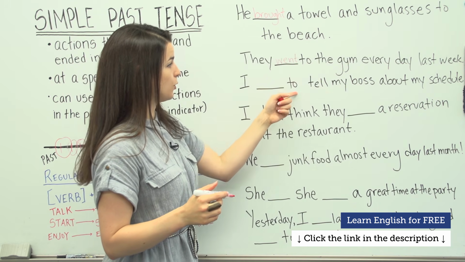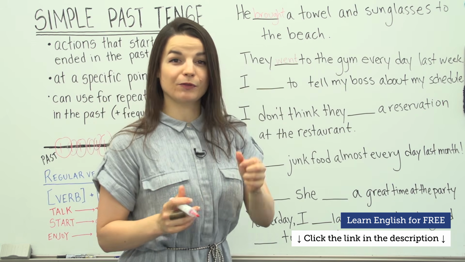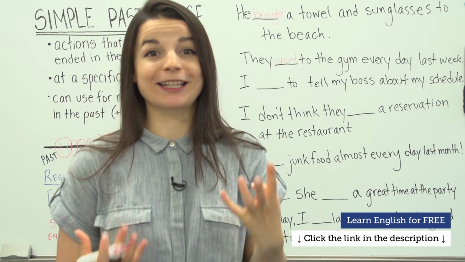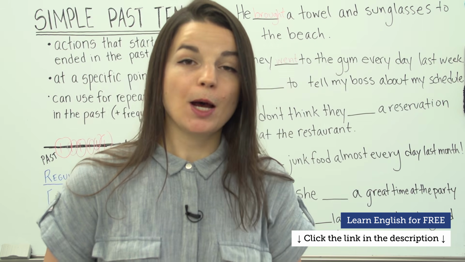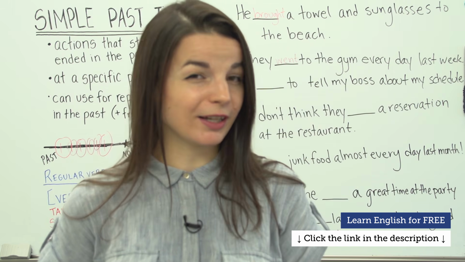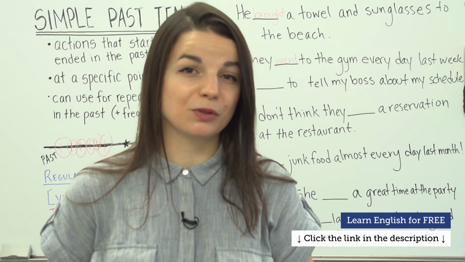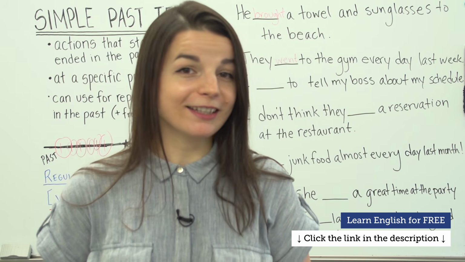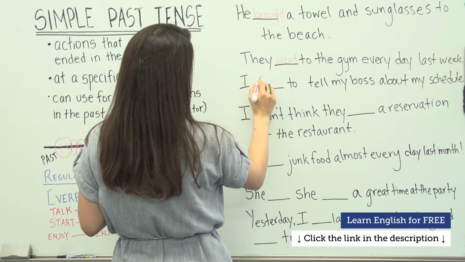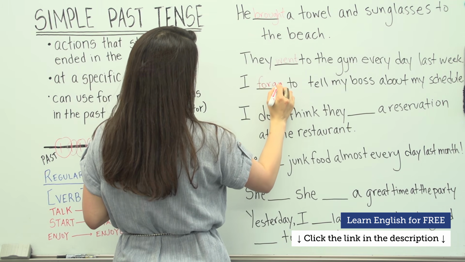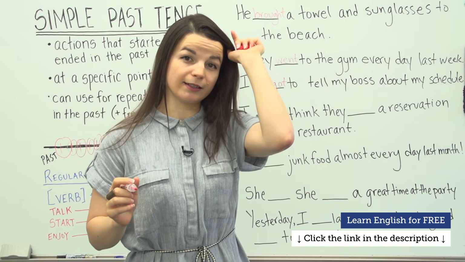I something something to tell my boss about my schedule. So the verb I want to use here is forget. Forget is a very useful word, I think, to remember. But again, forget is not a regular verb. Forget is an irregular verb, so we cannot use the ed form. Forget in the past tense becomes forgot. Okay. So, I forgot to tell my boss about my schedule is the correct sentence here.